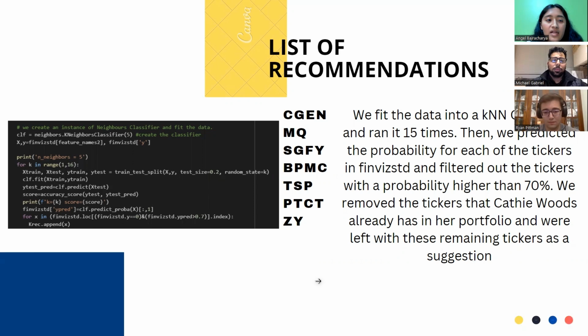We fit the data into a KNN classifier with 10 neighbors and ran it 15 times. Then we predicted the probability for each of the tickers in FinViz SGD and filtered out the tickers with a probability higher than 70%. We removed the tickers that Kathy Woods already had in her portfolio and were left with these remaining tickers as a suggestion from KNN. This list that you see on the screen is going to be significant later when we compare it with all of the other lists of recommendations that we created.